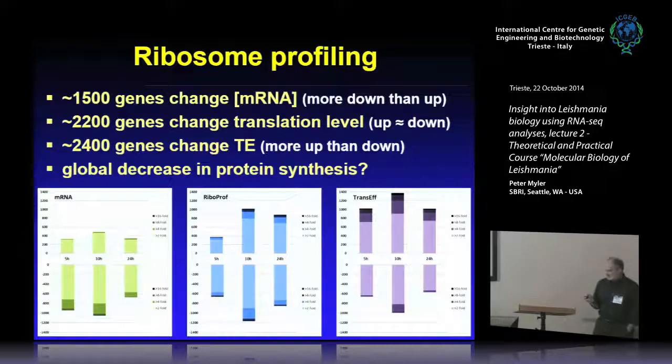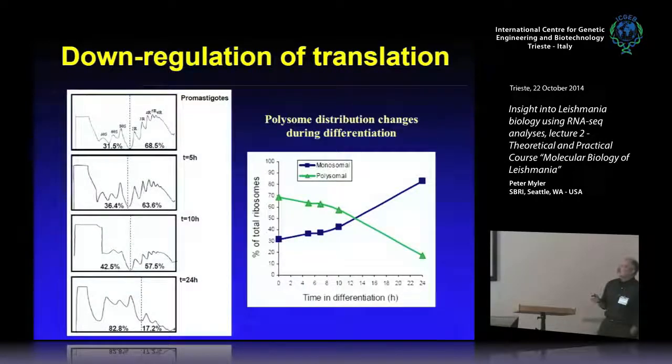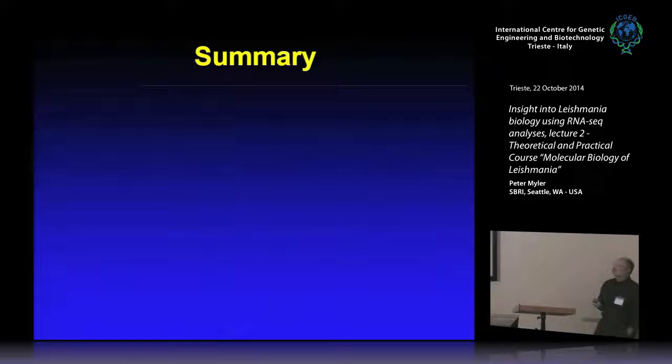So in this system here, whoops, oh dear. What we did find was that in fact there was a global downregulation of translation during differentiation. So if you look in promastigotes, 68% of the RNA was found on polysomes, whereas only 17% of it in amastigotes was found on polysomes. So there's a downregulation globally of translation. But some genes go the opposite way.